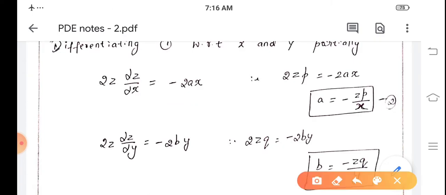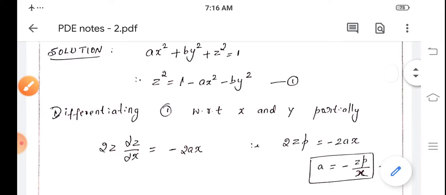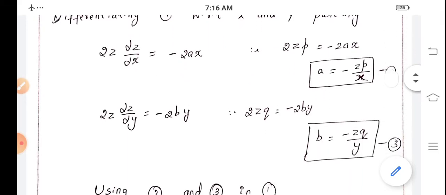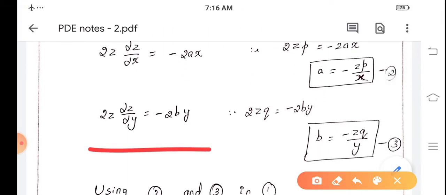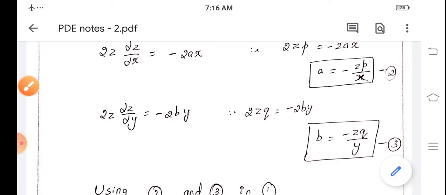Now we write it as 2zp is equal to minus 2ax, where p is the notation for dou z by dou x. Next, we get a is equal to minus zp divided by x. We'll take it as equation 2. Similarly, differentiating equation 1 partially with respect to y, we obtain 2z into dou z by dou y equal to minus 2by, or we write it as 2zq is equal to minus 2by, then we get b is equal to minus zq divided by y. I'll take it as equation 3.